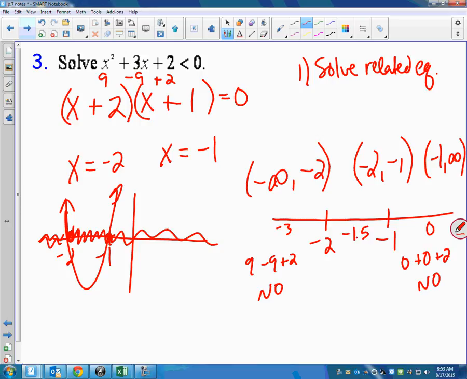If I check -1.5, here's where I like to check it. I like to check it where I factored it because I just worry about positives and negatives if it's less than 0. If I take -1.5 plus 2 times -1.5 plus 1, I don't really care what it is as long as it's negative. So negative 1 1/2 plus 2, do you agree that that's going to give me a positive number? Negative 1 1/2 plus 1 is going to give me a negative, and a positive times a negative is a negative, which is always less than 0, which is how I know that that's the answer.